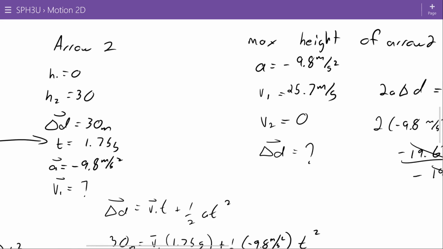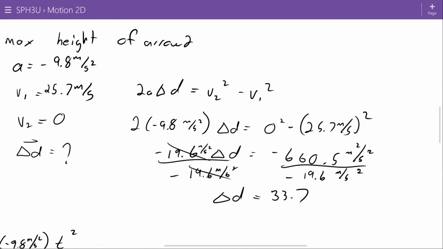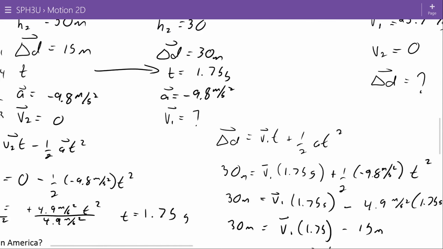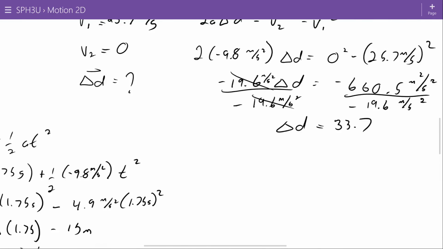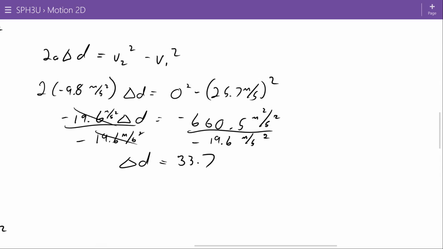That seems remarkably close to the original displacement of the first arrow. Makes me concerned that I made a mistake. I will look it over, but in the end, the point is that the arrow goes just a little bit higher, even though it seems to have been shot with a significantly higher initial speed. So there you go, 33.7 meters.